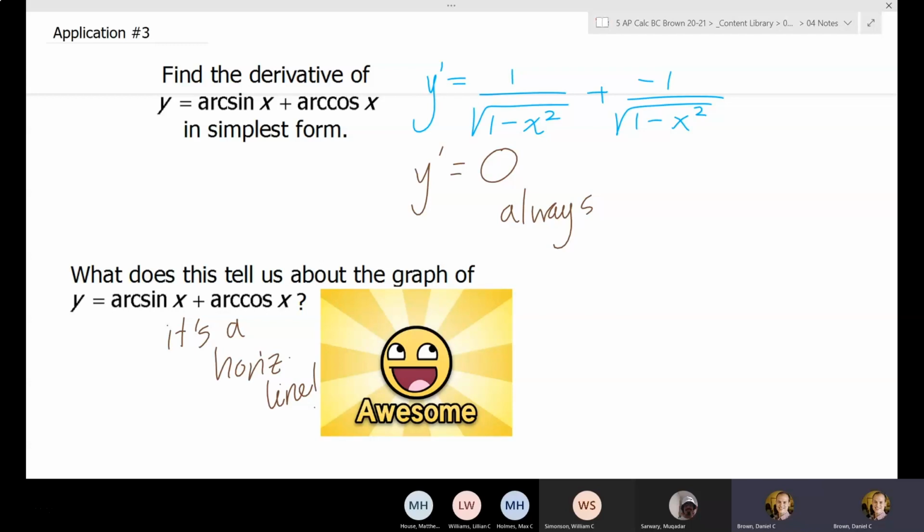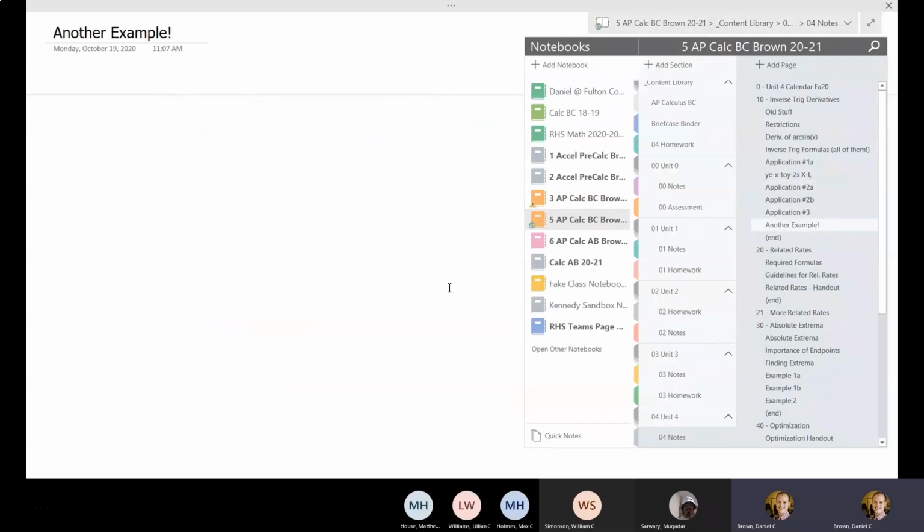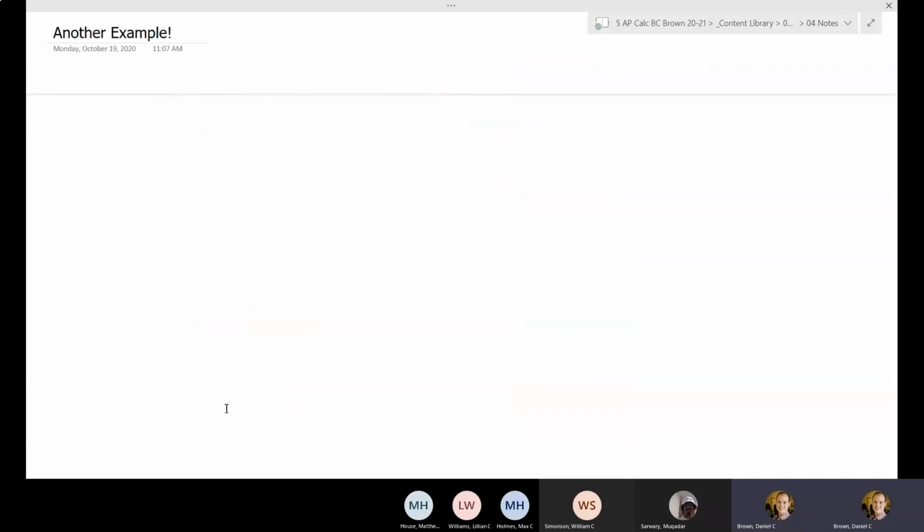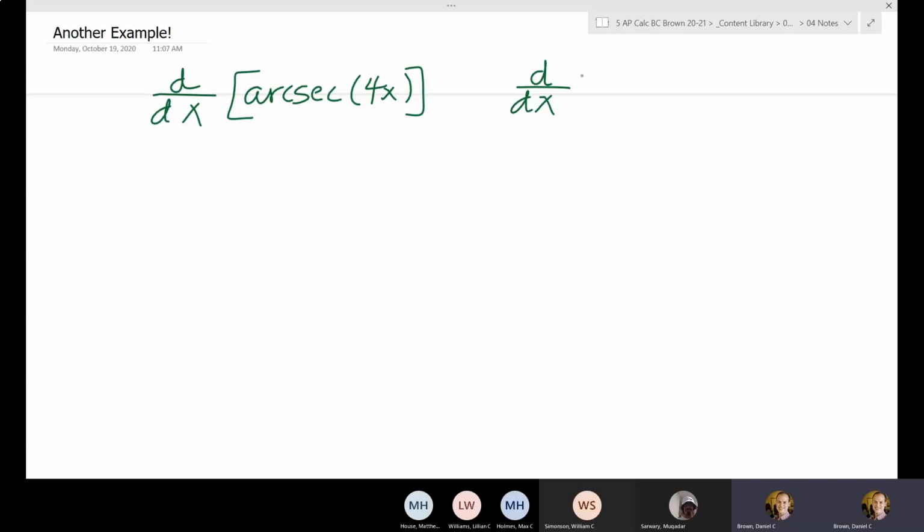And I have one more example. If you're following along in OneNote, I meant to add a page so it's not distributed, so I'm just going to kind of make it up. Did want to do an example with arc secant or arc cosecant, since they're not as common, but we definitely still need to know them. So go ahead for me and just find the derivatives of these two, and then we'll be done with today's notes. We'll do the arc secant of 4x. We will do the derivative of arc cosecant.